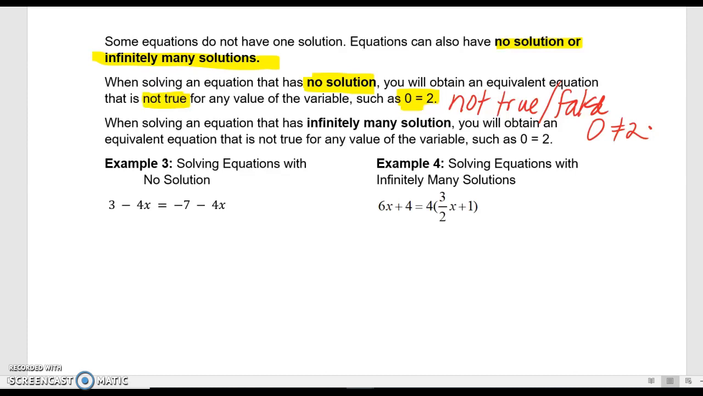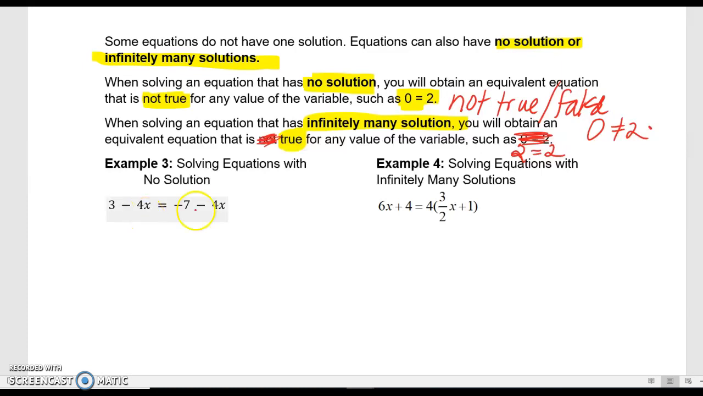Next, we're going to talk about infinitely many solutions, and that's what you obtain when an equation is true. We need to fix this vocabulary a little bit. We're going to clean it up. So we need to get rid of the word not, because in an infinitely many solutions case, the equation is true for all values of the variable, and change this to say 2 equals 2, because when it's infinitely many, it would be the same on both sides. Let's look at an example of each of those.